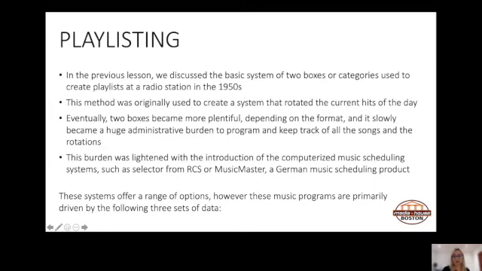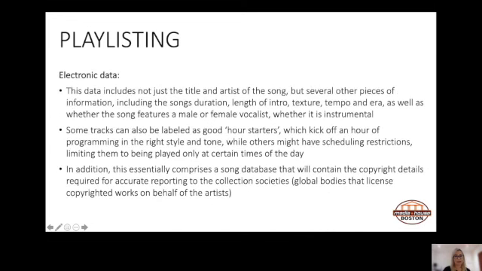But music programs are primarily driven by electronic data, first and foremost. This data includes not just the title and the artist of the song, but several other pieces of information: things like the song's duration, the length of the intro, the texture, the tempo, the era, as well as whether the song features a male or a female vocalist, and whether it's instrumental.